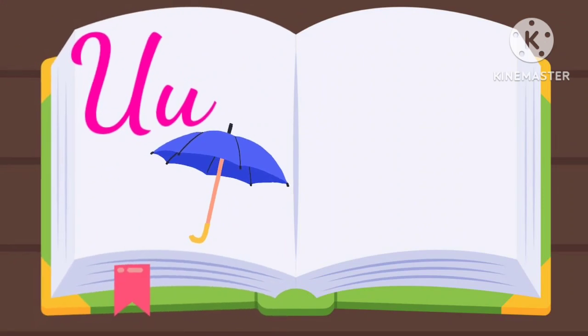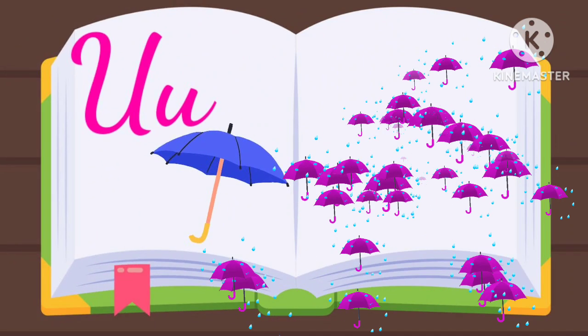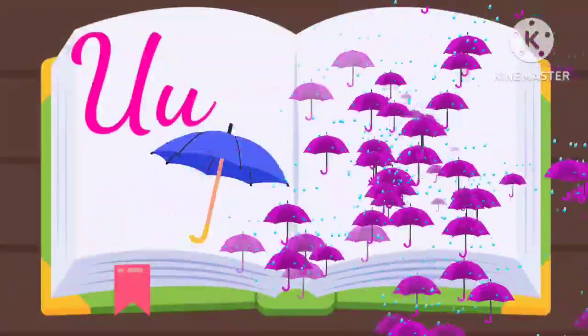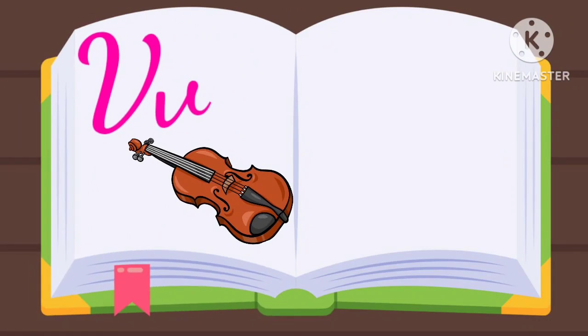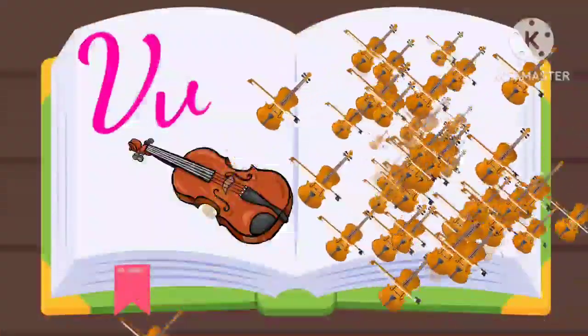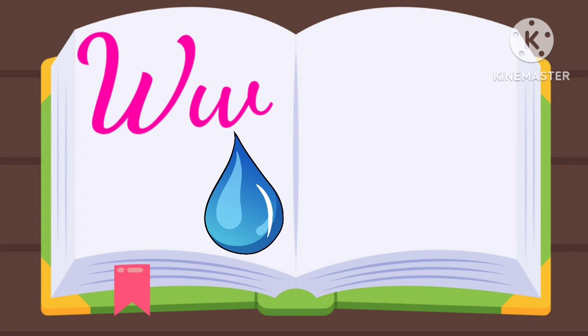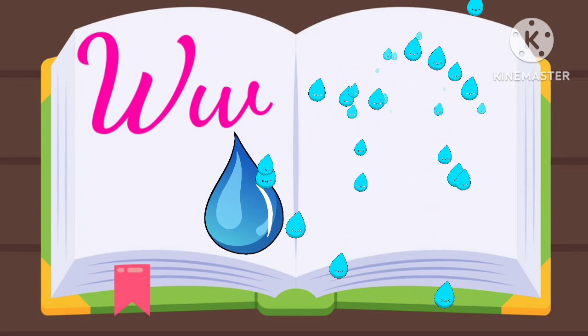U for umbrella. V for violin. W for water.